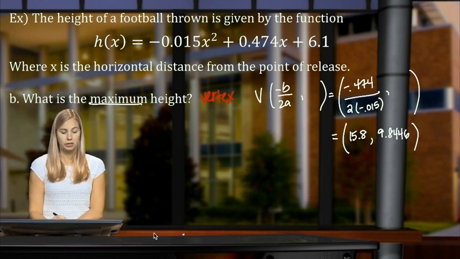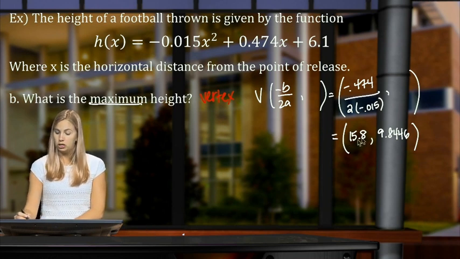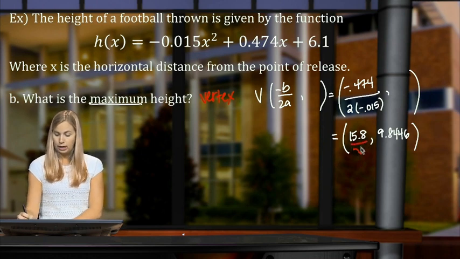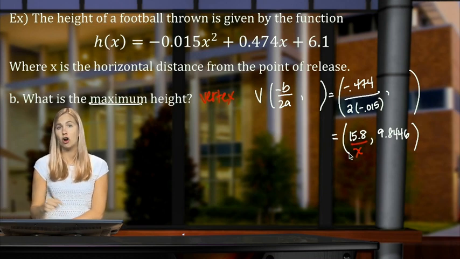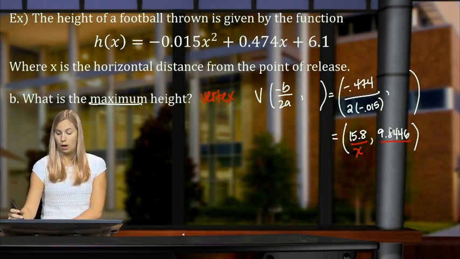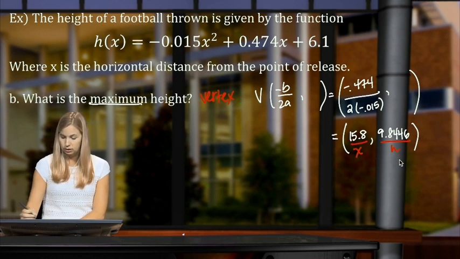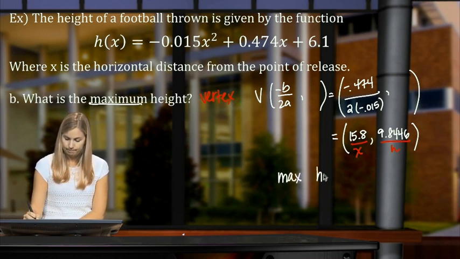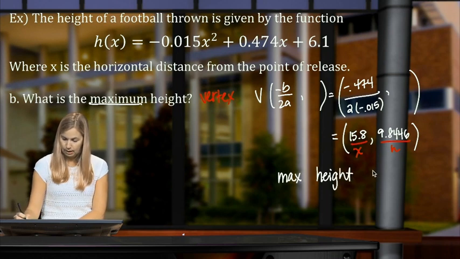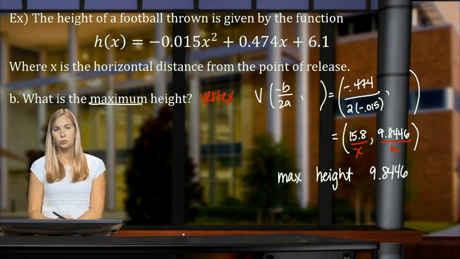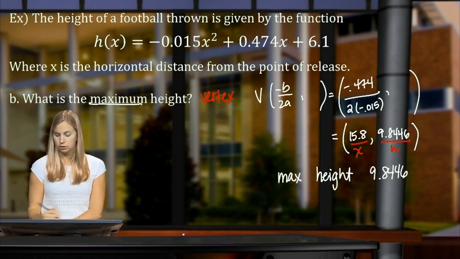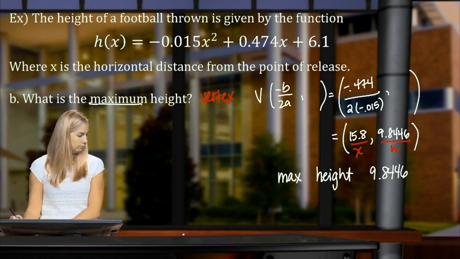The question's asking for the maximum height, not the vertex. So which of these values represents the maximum height? The 15.8 is x. X, according to my problem, is a horizontal distance, so it's how far away it is. The y value is your height. So our max height is 9.8446. And since I didn't give any units in the problem, you don't need to worry about the units for your answers. But I'm pretty sure they're measured in feet.